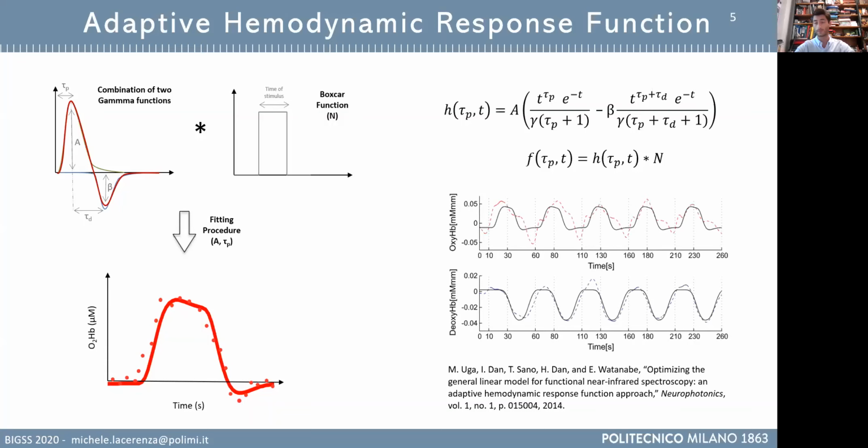On the right, we have the equations needed, and on the bottom, we have an example of 5 different repetitions of the same experiment, where we have the 5 activations: oxyhemoglobin on the top and deoxyhemoglobin on the bottom. As you see, oxy is increasing and deoxy is decreasing during the task.